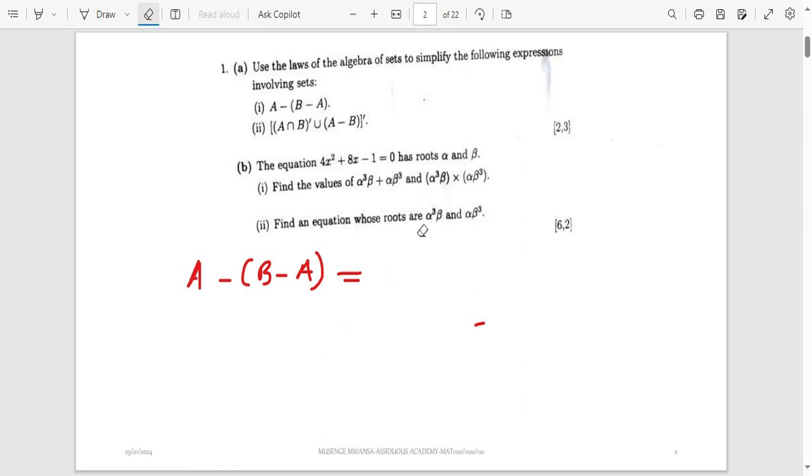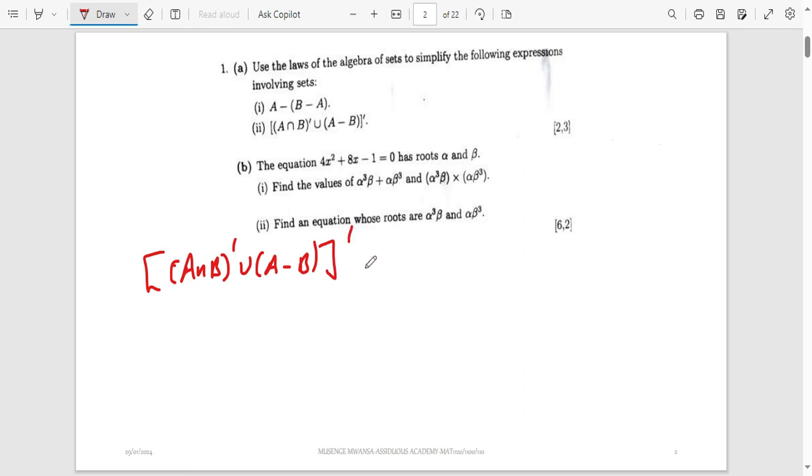Okay, the second one, we want to simplify. Please be very, very free to ask if you have got any question at any point as we are talking. We want to simplify (A intersect B complement) union (A minus B) complement. So first things first, I'm going to distribute the complement that is outside here to the inside. So I'm going to have A intersect B. The second complement with the complement that is outside, if I distribute, they will cancel, because two complements cancel.